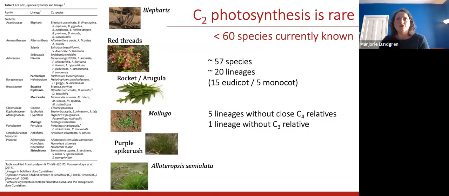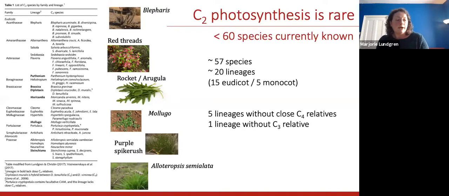Okay, so moving on, C2 photosynthesis is rare, right? It's known to exist in fewer than 60 species currently. With that said, I do think it's far more common. It's a bit of a faff to characterize. If you look at delta 13C stable isotopes alone, these plants are often going to look like a C3 plant. And so I think a lot of species get swept under the rug and just get called C3 when in fact they probably could be running C2.